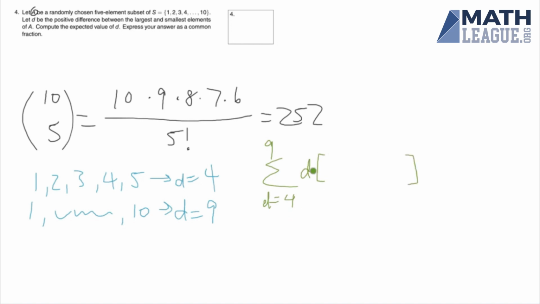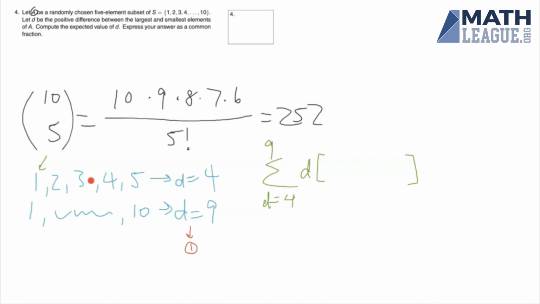Now, how do we find that? Well, if we have D as the difference, how many values can we choose for the smallest element? Let's take a look at these two cases on the left, for instance. If D equals 9, that means there's only one choice. The smallest number has to be 1, because if the smallest number is 2, then D can be at most 8, which is a contradiction.